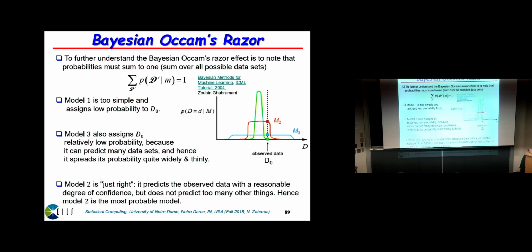Let's say it explains only a few data sets, so you can think of a straight line. It fits only a few data sets, okay? So the idea here is the correct model for a given set of observations. If you have some data, the correct model is of some intermediate complexity, okay?